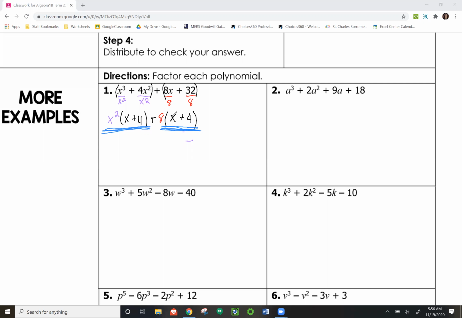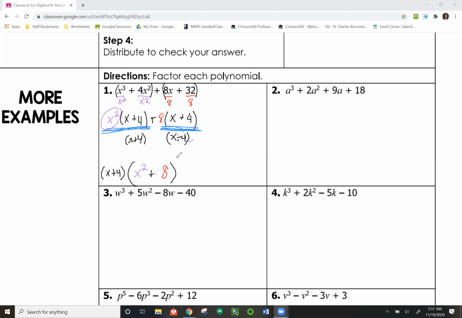So what do they have in common? They have an x plus 4 in common. So what happens is I get to pull out that x plus 4. And then what do I have left? Well, I have this x squared plus, and then I have the 8. All right, and I'm done.